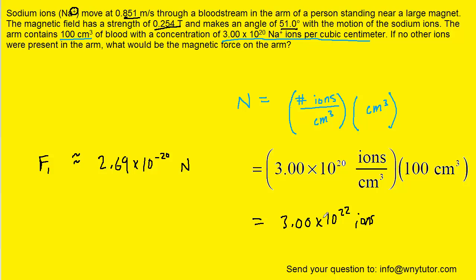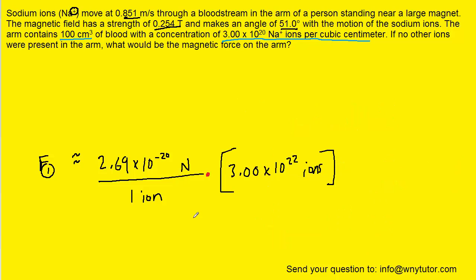Now recall that we determined the force acting on just one ion, so we can almost say this is the force per one ion. So what we'll do is multiply that force per one ion times the number of ions, and that's going to give us the total force acting on the arm. And so we can see when we multiply these two values, the unit of ions is going to cancel, leaving us with just newtons, which is exactly what we want. And the value of this force turns out to be approximately 807 newtons. So this would be the total force acting on the arm.